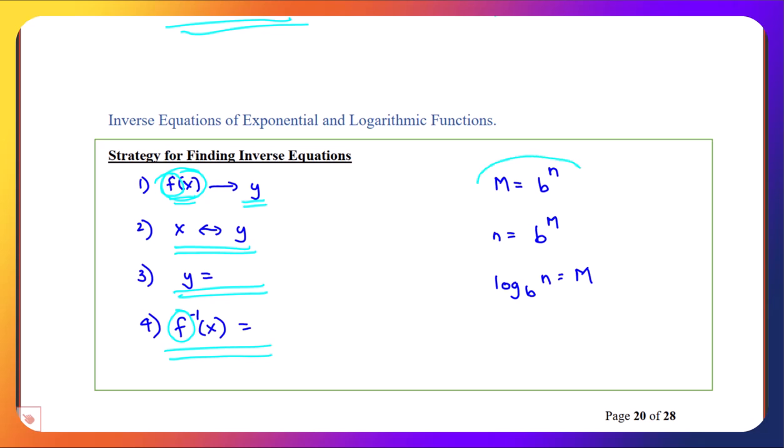So if I have this function, I switch, in this case, m and n. I solve for m, the exponent of b that gives us n. That exponent is m.